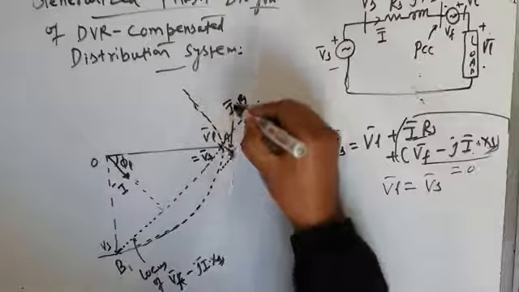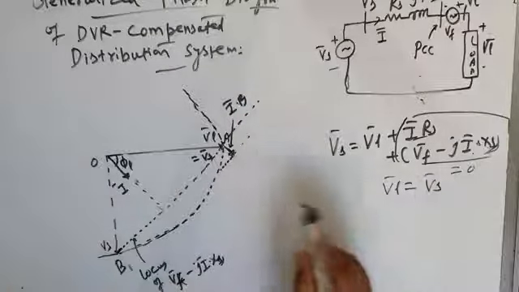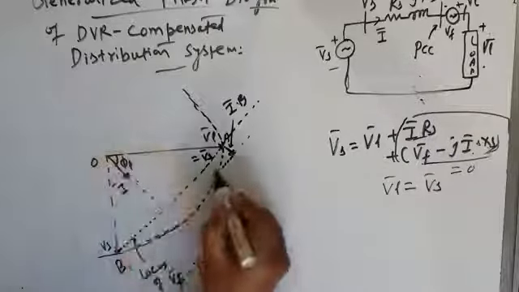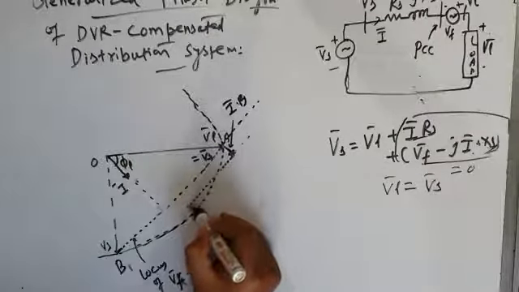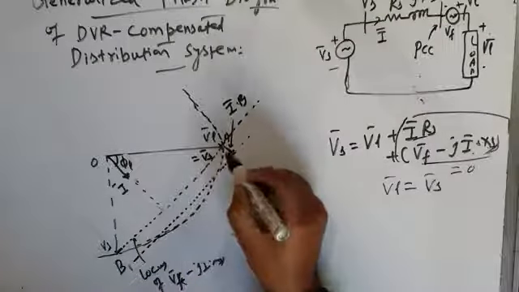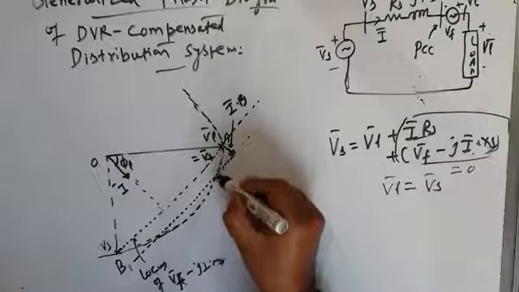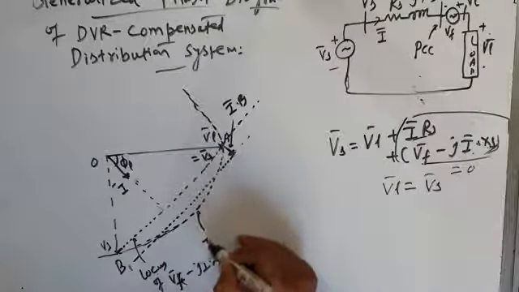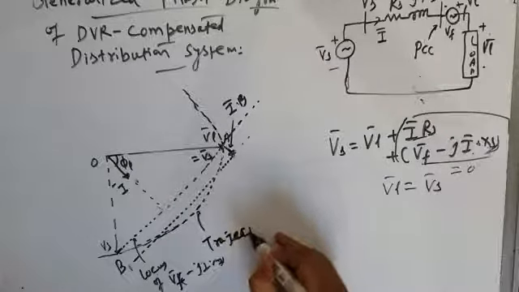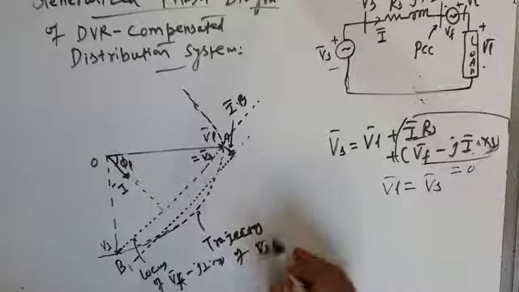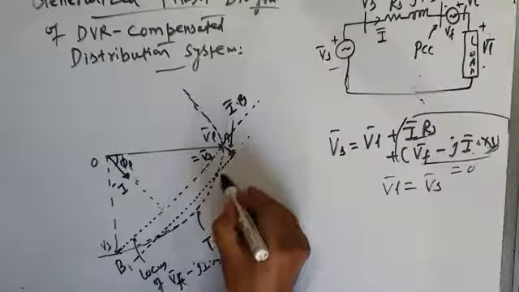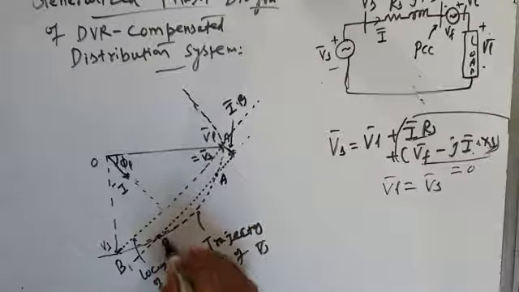Similarly here, if this is your I into Rs, the locus of Vf minus jI into Xs will be like this, at 90 degrees to the current. It will go down, down, down like this, so that it will intersect this trajectory. This is the trajectory of Vs. It cuts it at two points: one at point A, this is point A, and one at point B.